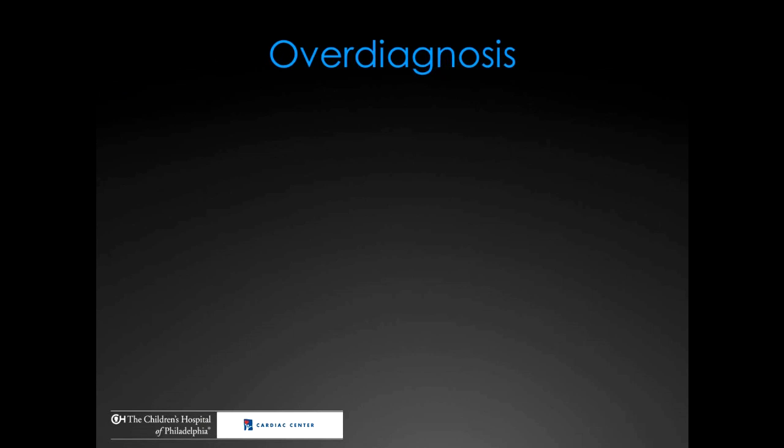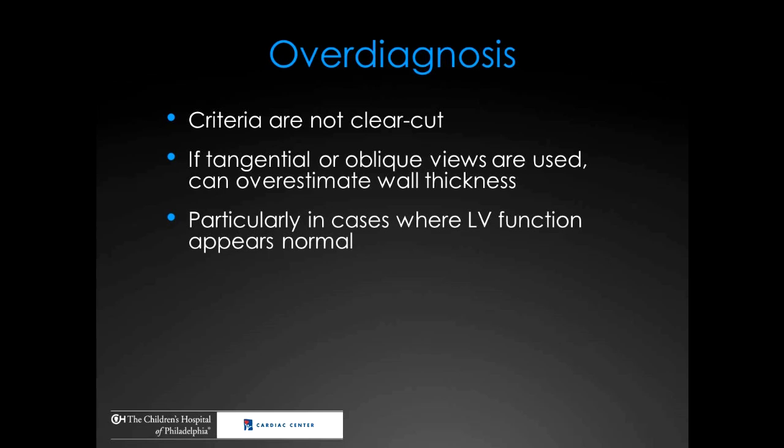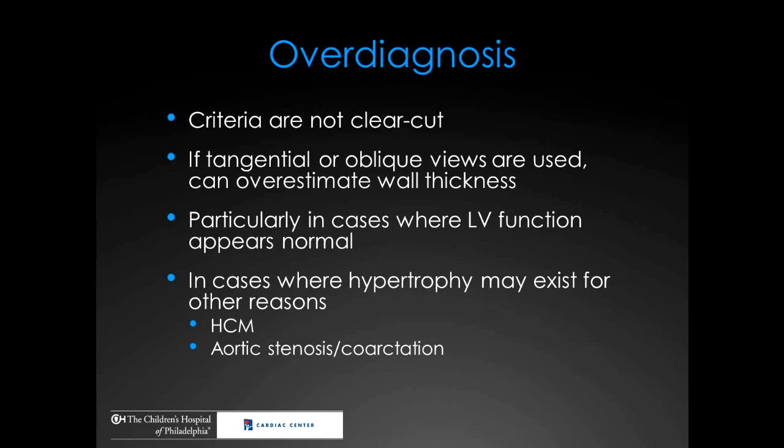So left ventricular noncompaction can be overdiagnosed as well. As we've already demonstrated, the criteria are not clear-cut. And if you are identifying by echocardiography in a tangential or oblique view, you may overestimate the wall thickness, both the non-compacted and the compacted layer. And we can overdiagnose noncompaction, particularly in cases where left ventricular function appears quite normal to us.